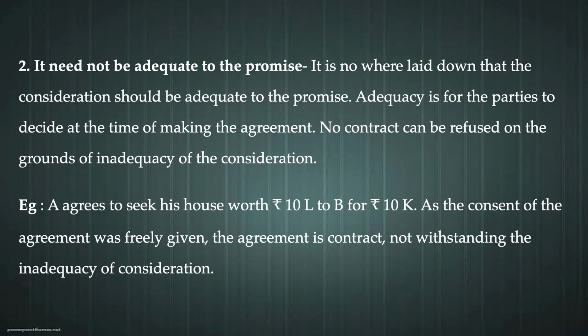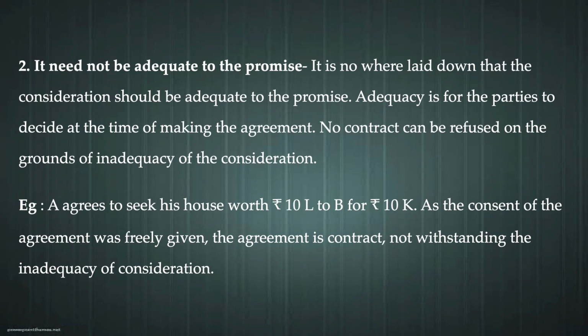Let's look at an example for better understanding. A agrees to sell his house worth rupees 10 lakh to B for rupees 10,000. Now, who is willing to sell? A is willing to sell. For what is he selling? The house. What is the worth of the house? 10 lakh rupees. But how much is he willing to sell for? 10,000 rupees.